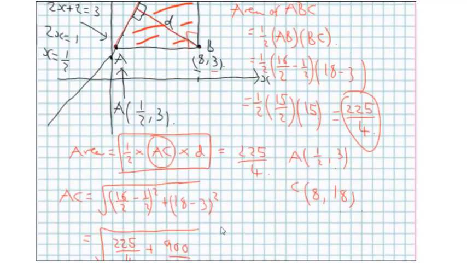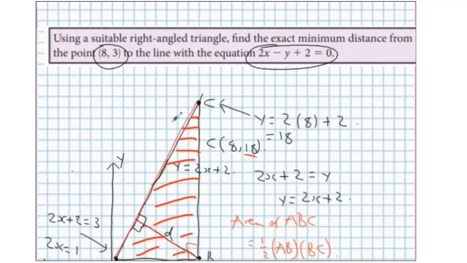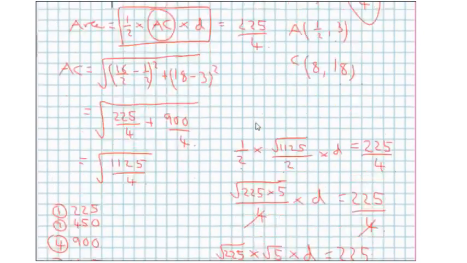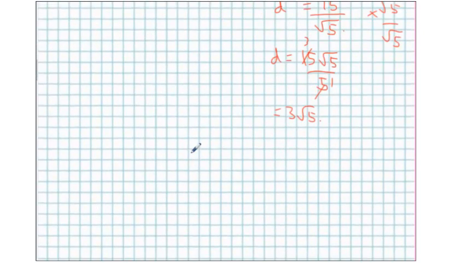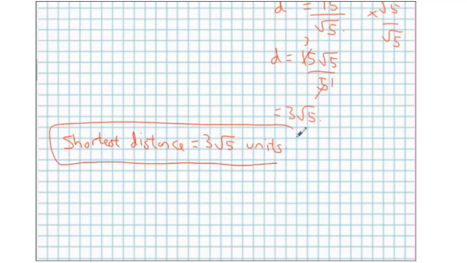We are finding, if we go all the way up, you do sometimes get lost, the shortest distance, the minimum distance from the point 8, 3 to the line. So d is going to be, shortest distance is 3 root 5. We don't have units, so we just write units. Okay, 3 root 5 units.